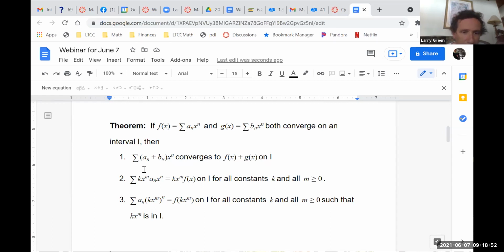Okay. Then the summation of (a_n + b_n) x^n converges to f of x plus g of x on the interval I. Any questions on this, the first piece of the theorem?